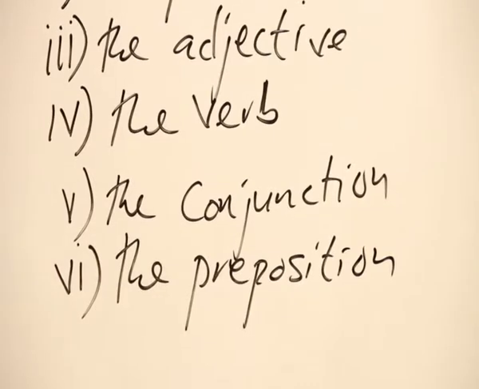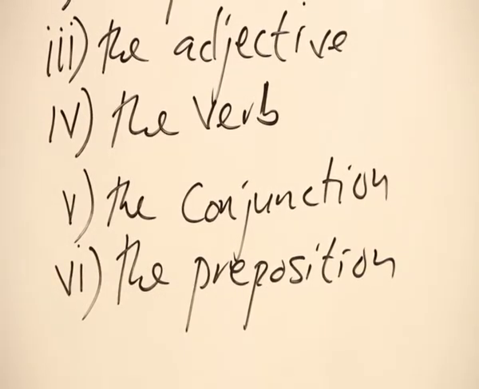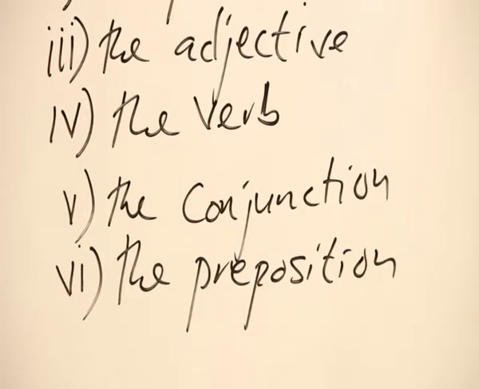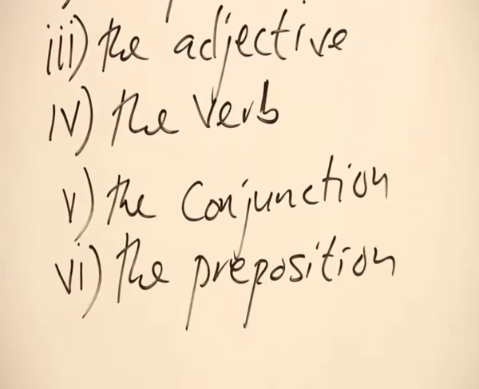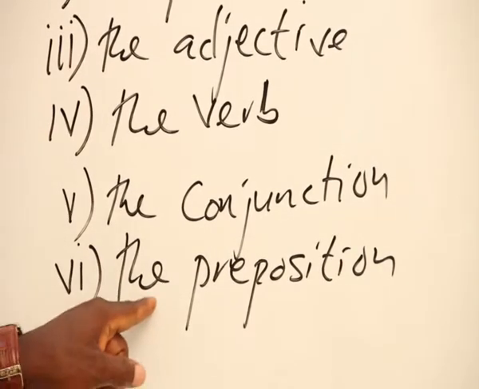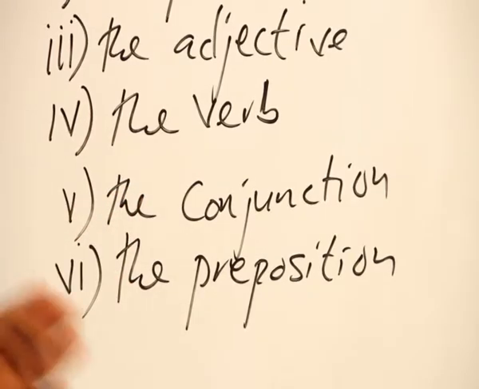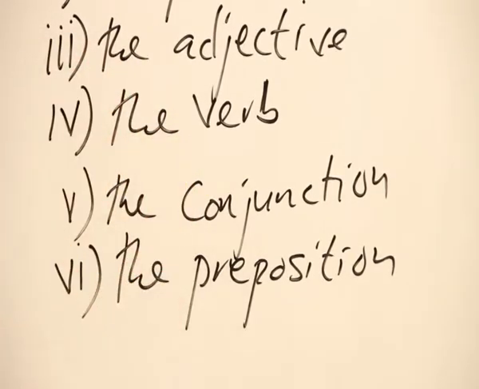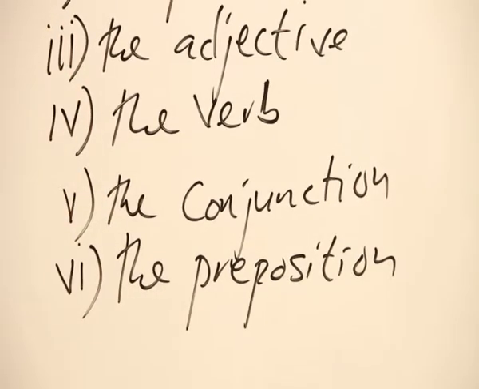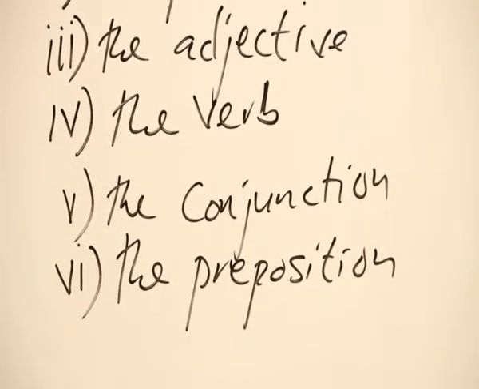The preposition. Now, the preposition is a word that shows the relationship of two nouns, or two pronouns, or a noun and a pronoun. Now, be careful there. Don't confuse the preposition and the conjunction. The conjunction joins words, joins phrases, joins clauses. But the preposition shows the relationship between two nouns, between two pronouns, or a noun and a pronoun.